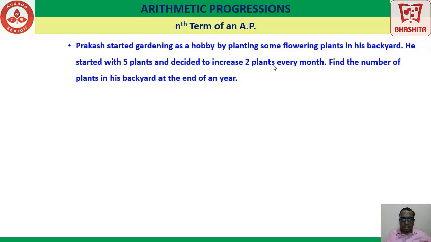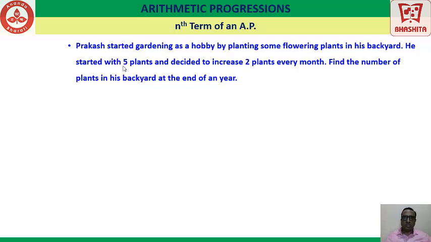Let's try reading it, keeping arithmetic progression in mind. The first sentence is what he is going to do. He is going to plant some flowering plants. First part is he started with 5 plants. That throws a clear hint that a equals 5. And he decided to increase 2 plants every month. So adding 2 is what is happening. So the common difference is going to be 2.